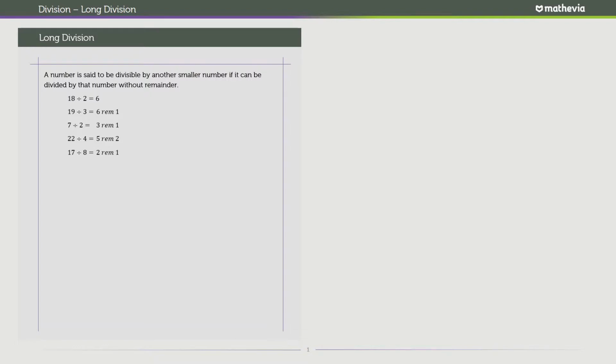So you have 2, remainder 1. If you share 17 into 8 equal parts, you'd have 2 in each of them, and you'd have a spare 1.